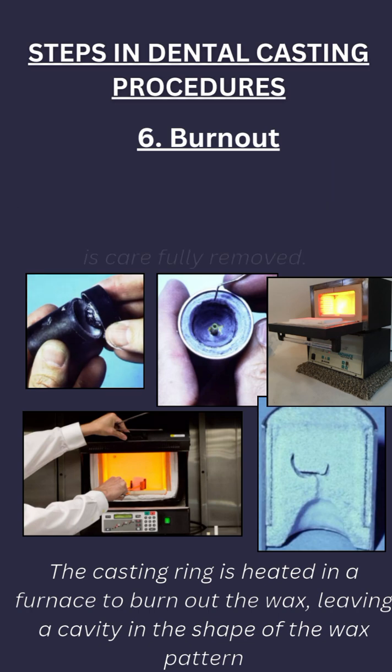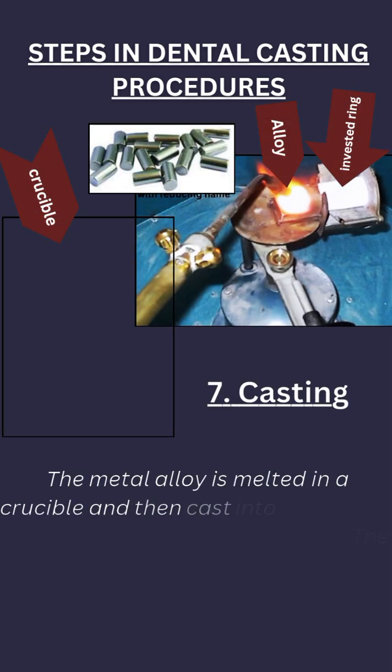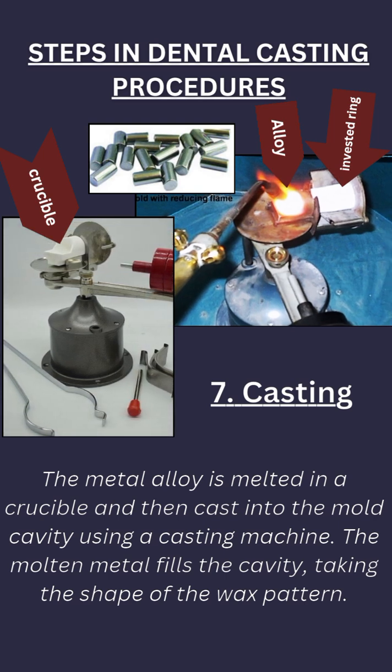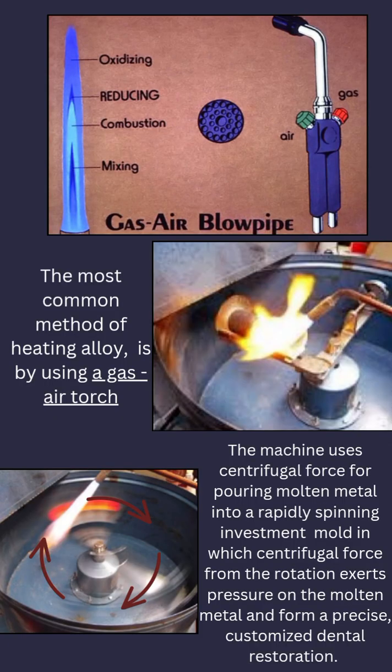the wax pattern. Casting: the metal alloy is melted in a crucible and then cast into the mold cavity using a casting machine. The molten metal fills the cavity, taking the shape of the wax pattern. The most common method of heating alloy is by using a gas air torch.